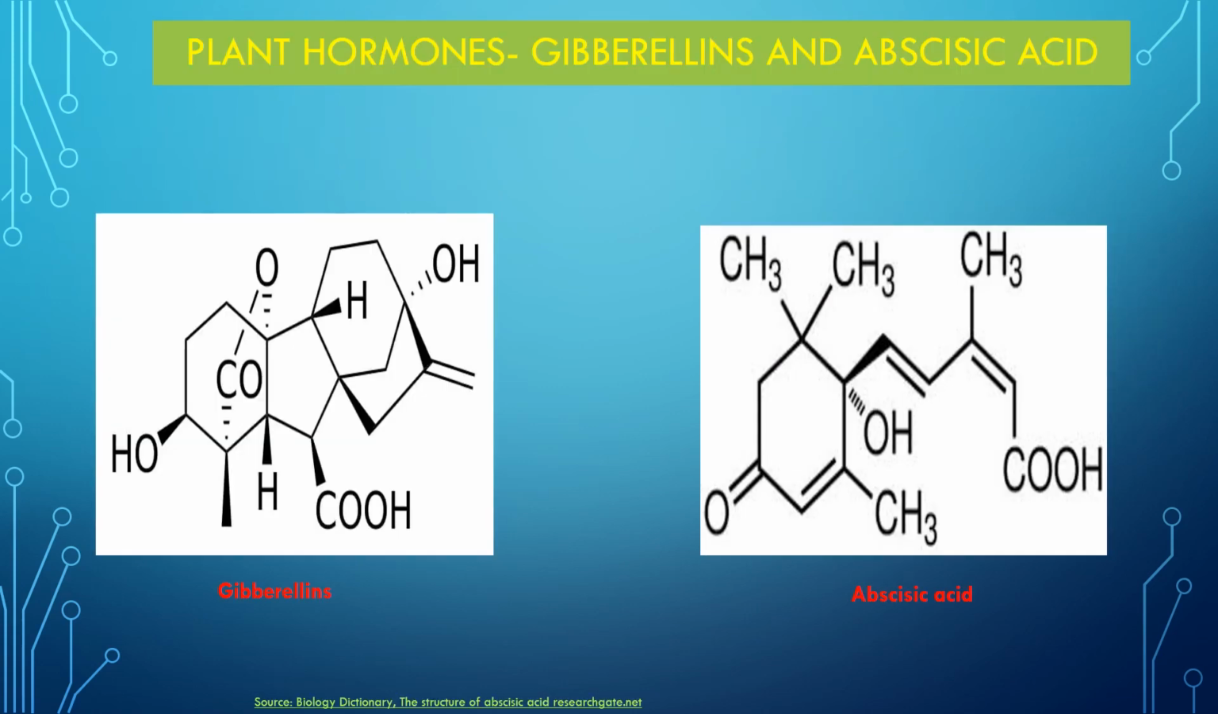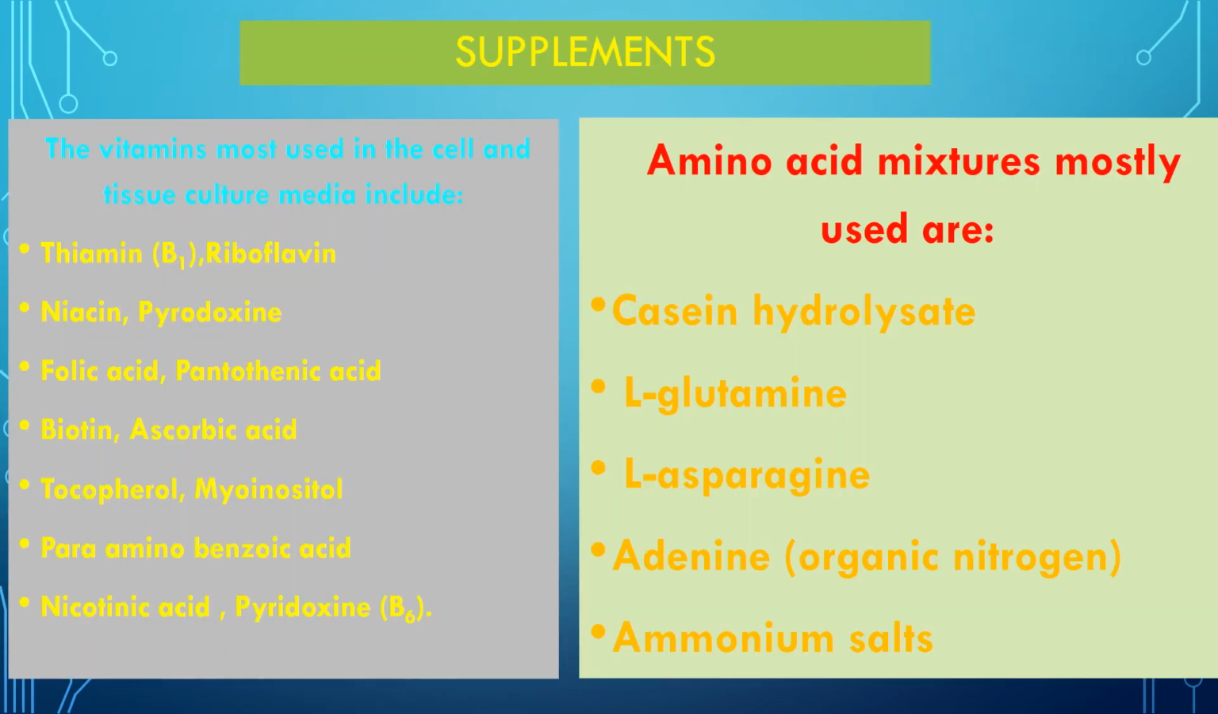In addition to the auxins and cytokinin, gibberellin and abscisic acids are also used for specific purposes in plant tissue culture. The most commonly used gibberellin is gibberellic acid 3. Apart from the above discussed components, the media used for plant tissue culture is also supplemented with other components like vitamins, amino acids and some organic acids.